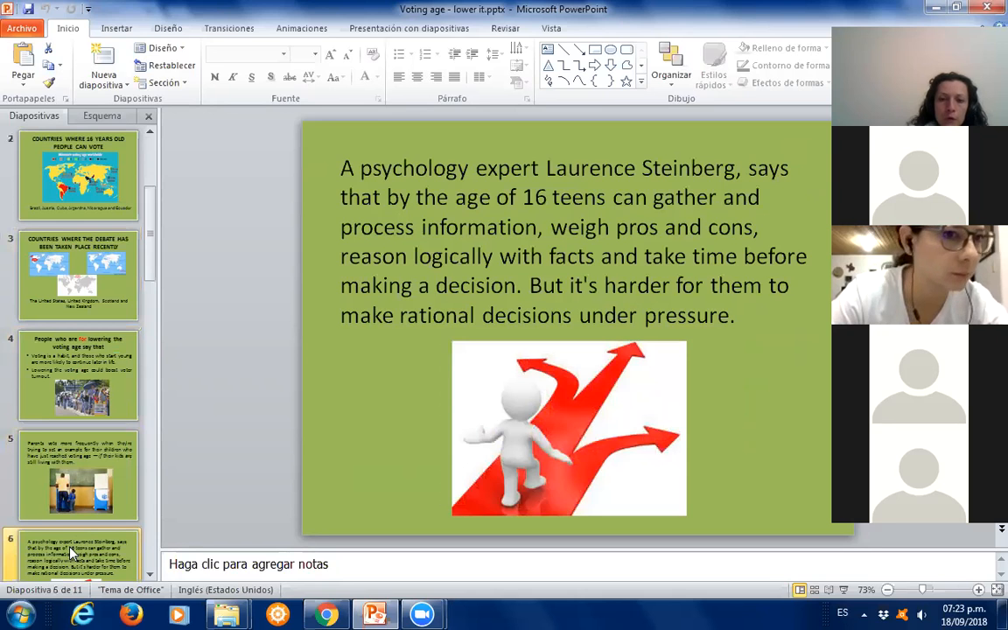Other pros are that some psychologists claim that 16-year-old people already have the ability to decide if they are not under pressure. So if they have the time, they are able to think about the pros and the cons. They are able to reason logically, and so they can make good decisions. But psychologists also know that if adolescents are under pressure, they don't make good decisions.